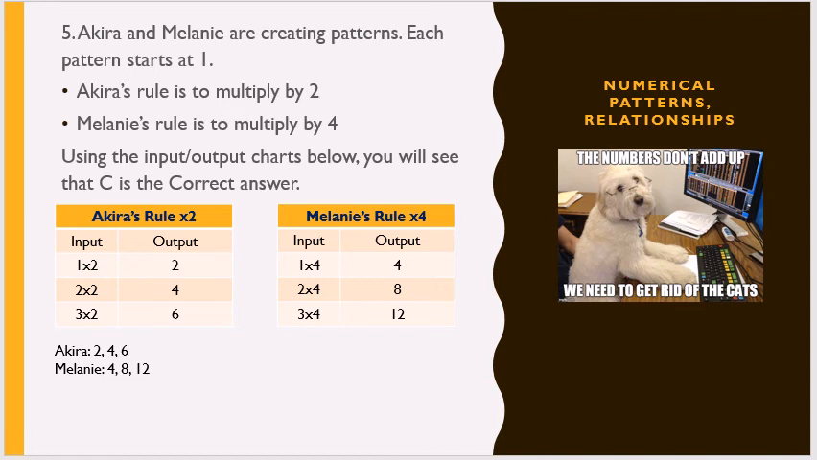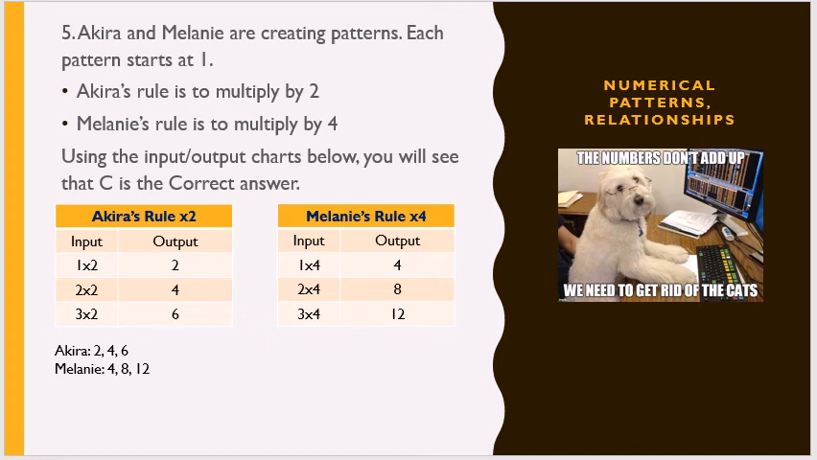All right, here's the solution. You can make an input table using Akira's rule, times 2, and Melanie's rule, times 4. We made an input and an output chart. So for Akira, her rule was to multiply by 2. So she multiplied each of her numbers by 2. So 1 times 2 was 2, 2 times 2 was 4, 3 times 2 was 6.